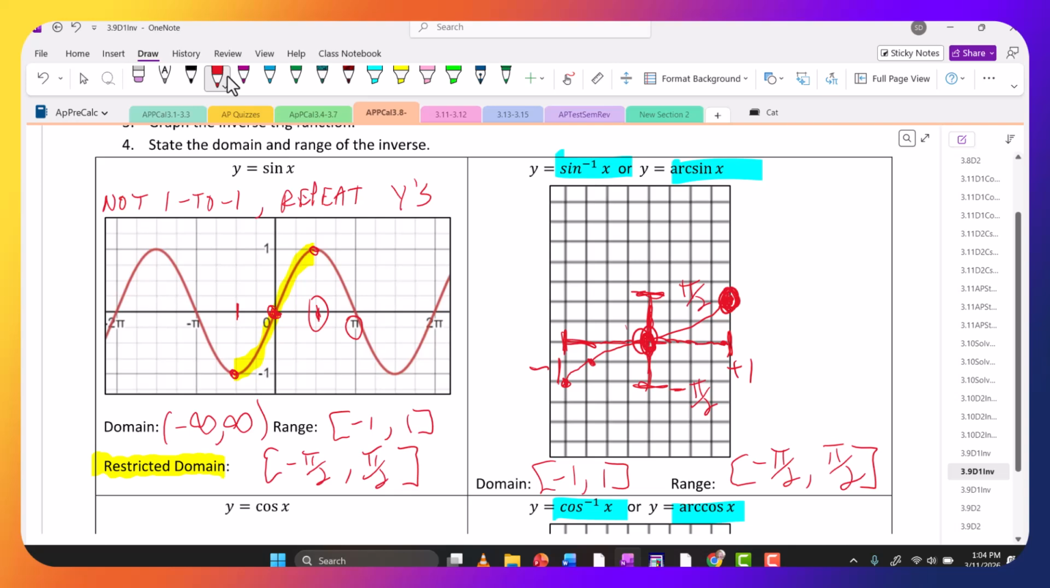What's the flip of negative pi over 2 comma negative 1? Negative 1 comma negative pi over 2. And I don't think I have my curve quite right. I think it goes kind of like this, but it doesn't really matter. Don't worry about the curvature and how curved it is.